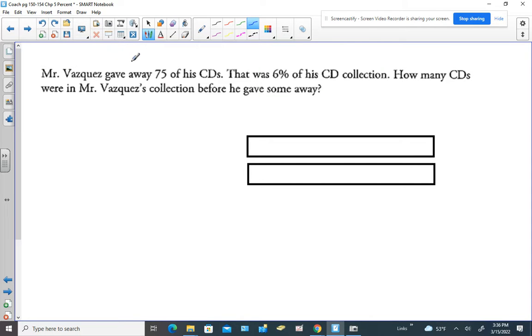Mr. Vasquez gave away 75 of his CDs. That was 6% of his CD collection. How many CDs were in Mr. Vasquez's collection before he gave some away?